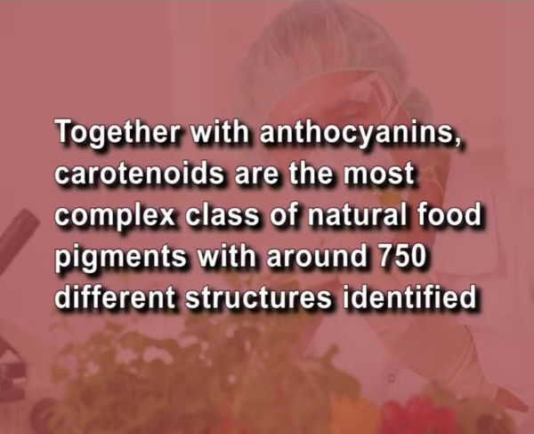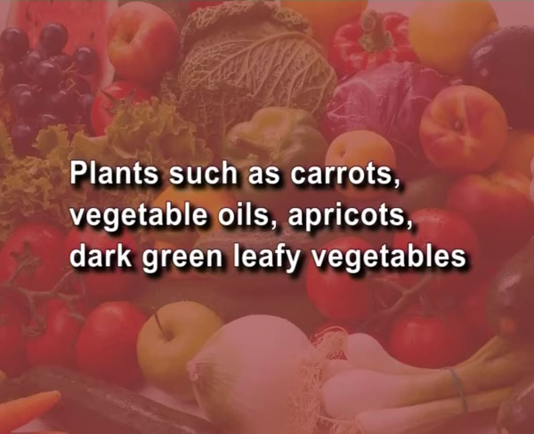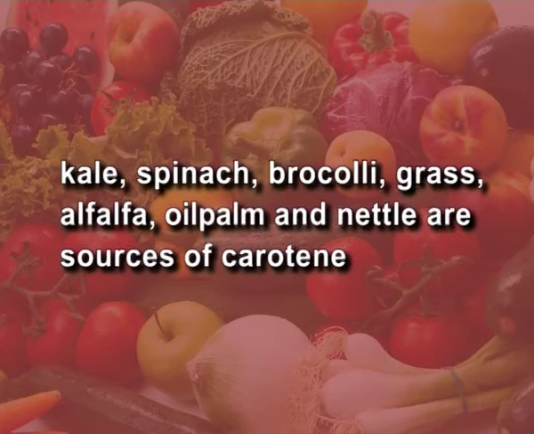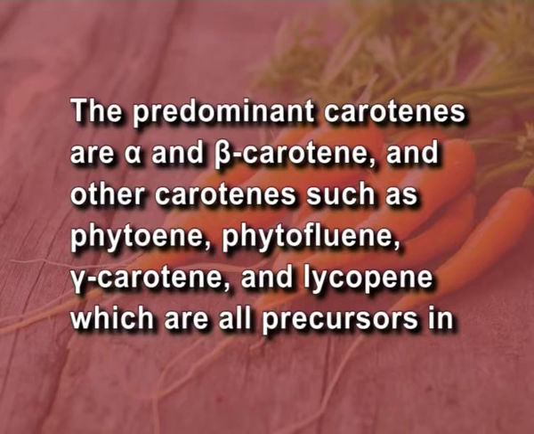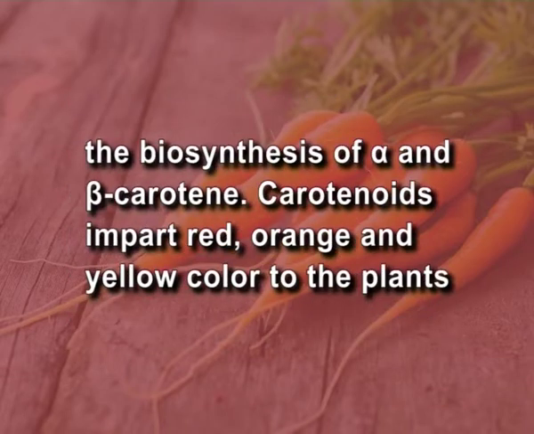Together with anthocyanins, carotenoids are the most complex class of natural food pigments with around 750 different structures identified. Plants such as carrots, vegetable oils, apricots, dark green leafy vegetables, kale, spinach, broccoli, grass, alfalfa, oil palm and nettle are sources of carotene. The predominant carotenes are alpha and beta carotene and other carotenes such as phytoene, phytofluene, gamma carotene and lycopene, which are all precursors in the biosynthesis of alpha and beta carotene.